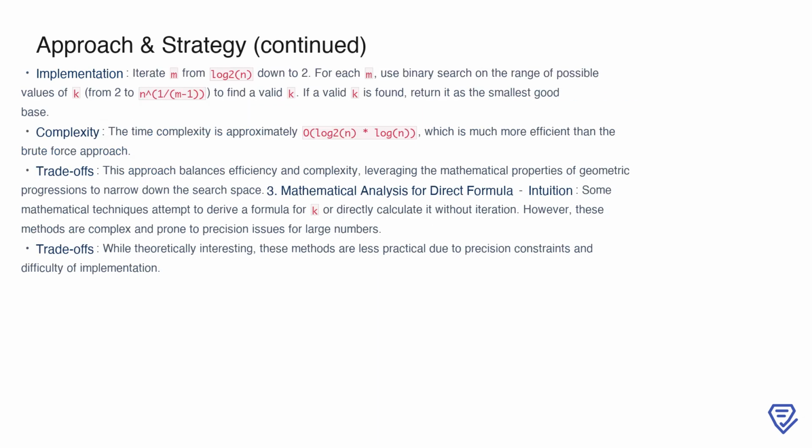To put the optimized approach into practice, we iterate m from log base 2 of n down to 2. For each candidate length m, we use binary search to find a valid base k within the range of possible values.